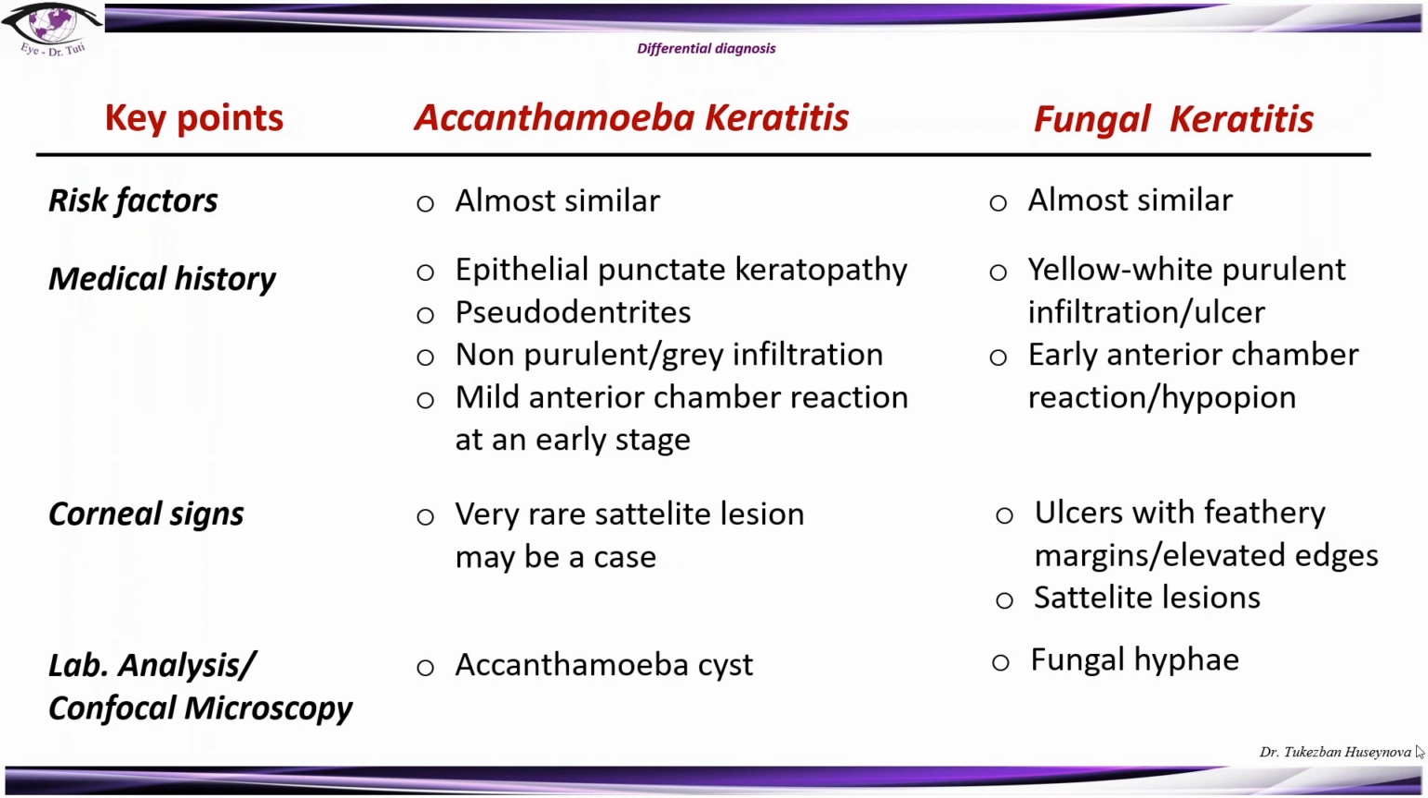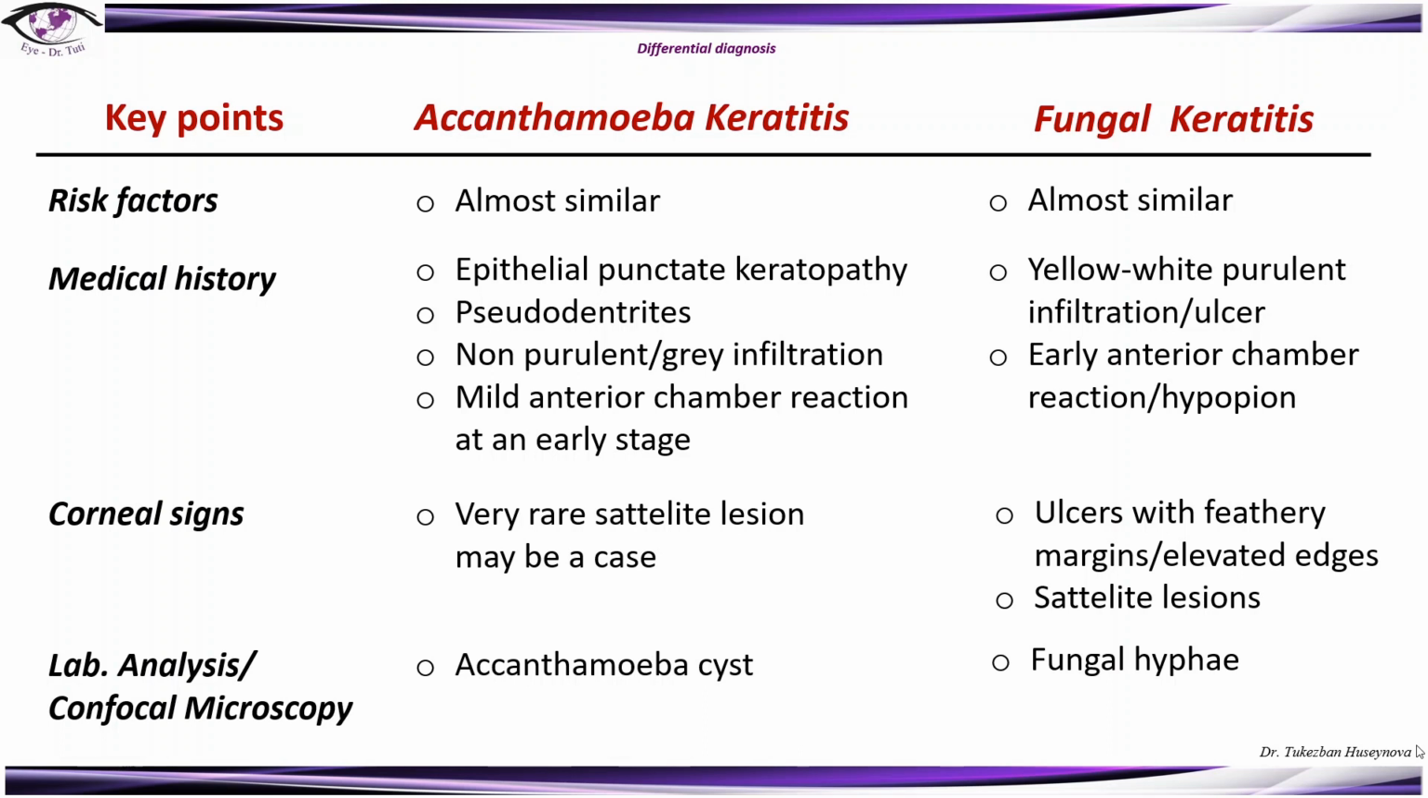The differentiation between Acanthamoeba and fungal keratitis. So risk factors are almost similar. From the medical history, in case of Acanthamoeba infection, epithelial punctate keratopathy is very characteristic. Then pseudodendrites, no purulent gray infiltration. There is a mild anterior chamber reaction at an early stage. And in case of a fungal infection, most of the time there is a yellow-white purulent infiltration or ulcer, early anterior chamber reaction, and hypopyon.